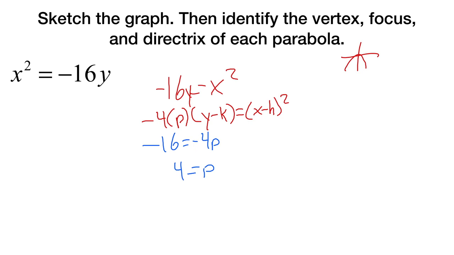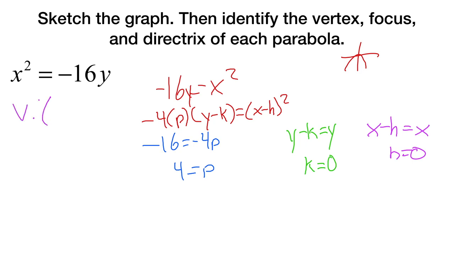Now, let's talk about the next part. The next thing I note is y minus k equals y, which means k has to equal 0. And finally, x minus h equals x, which means h has to equal 0 as well. So that means our vertex is at 0, 0.